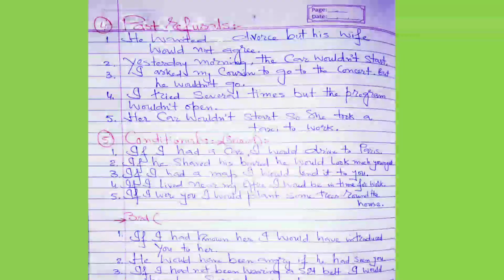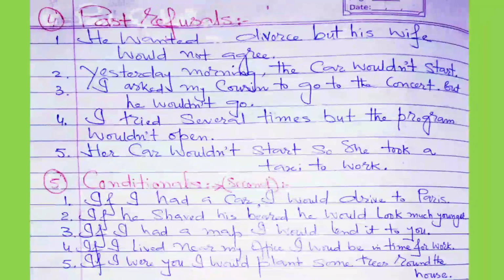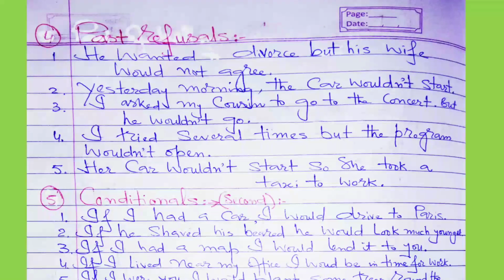This is also used for past refusals. जब हम refuse करते हैं कोई चीज, कोई action. He wanted divorce, but his wife would not agree. For divorce चाहता था, लेकिन उसकी बीवी नहीं मानी.